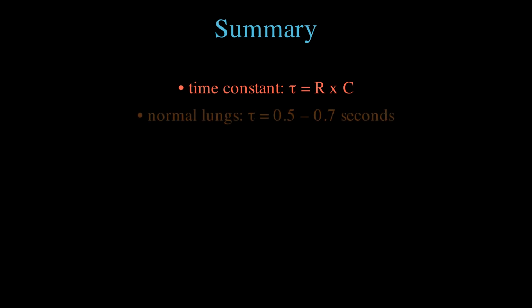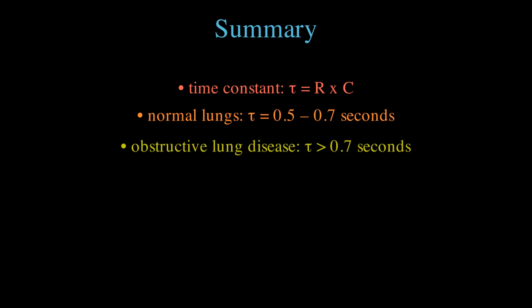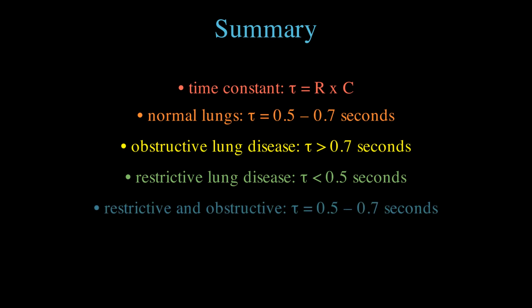What is the take-home message? The time constant is the product of resistance and compliance. In normal lungs, one time constant is between 0.5 and 0.7 seconds. In obstructive lung disease, one time constant is greater than 0.7 seconds. In restrictive lung disease, one time constant is less than 0.5 seconds. In mixed etiology disease, one time constant may be pseudonormal.